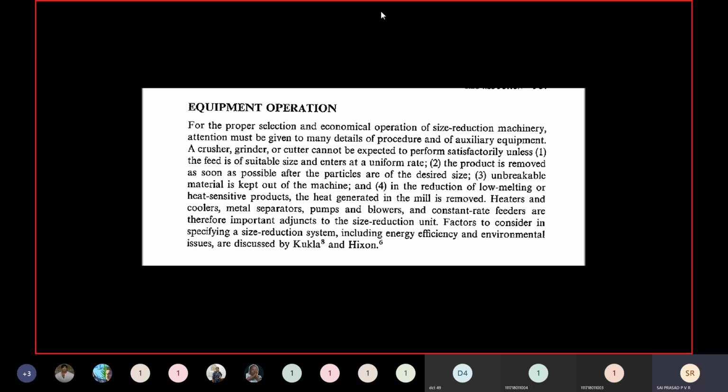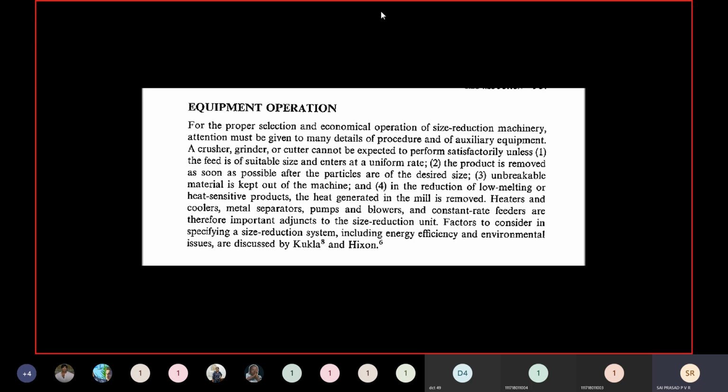A crusher, a grinder, or a cutter cannot be expected to perform satisfactorily unless, first point, the feed is of suitable size and enters at a uniform rate. This is a very important point. Suppose you take the case of the Blake type of jaw crusher. The pivot is at the top, which puts a restriction that if the particle size is able to pass through the clear opening, then only it will be accepted for crushing.